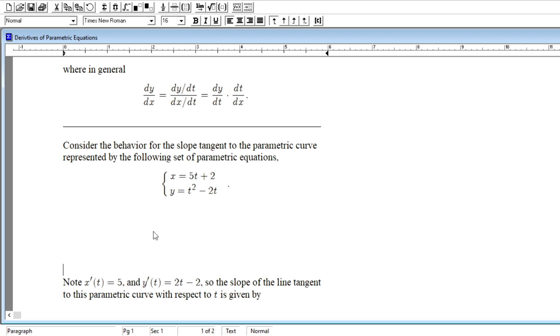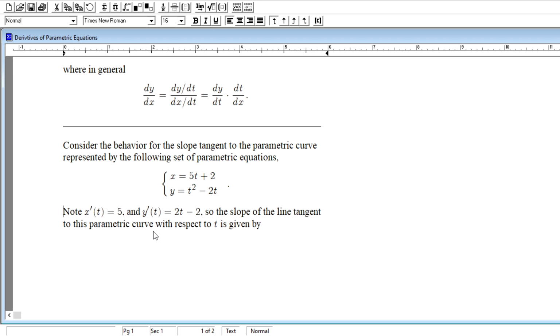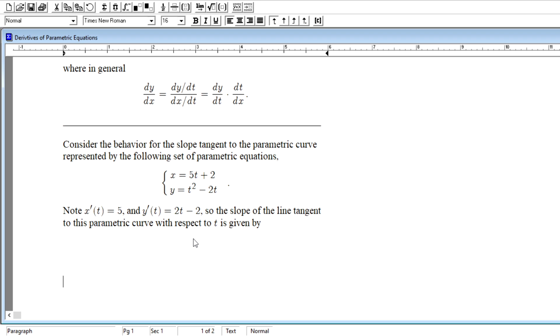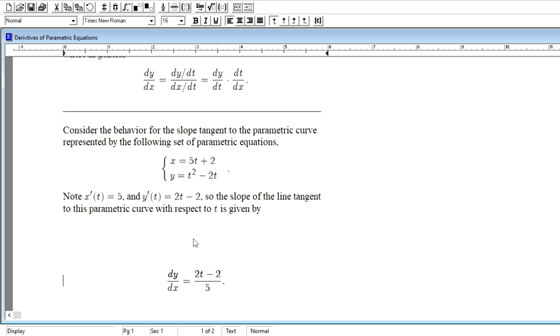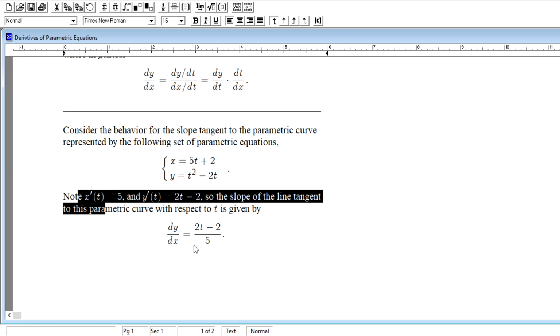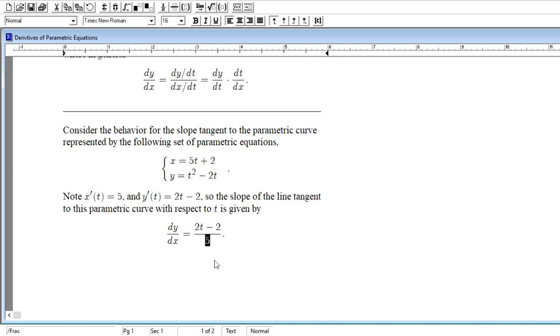Note again, x prime of t is going to equal 5. y prime of t is going to equal 2t minus 2. So the slope of the line tangent to this parametric curve with respect to t is going to be given by the ratio of 2t minus 2 over the value of 5. dy/dx is simply going to be 2t minus 2, the value of y prime of t, divided by x prime of t, this value of 5.